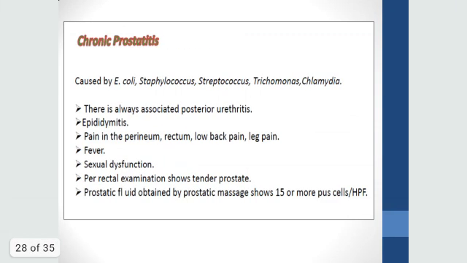Chronic prostatitis is mainly caused by E. coli, Staphylococcus, Streptococcus, Trichomonas, chlamydia. It's always associated with posterior urethritis, epididymitis. There's pain in the perineum, rectum, low back, leg pain, fever, sexual dysfunction. Per rectal examination shows tender prostate. Prostatic fluid by prostatic massage is sent for pus culture, and you can see pus cells more than 15 per high power field.